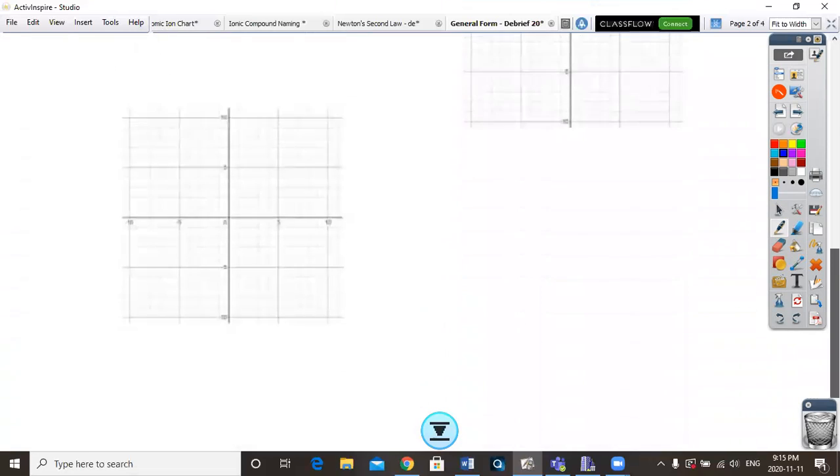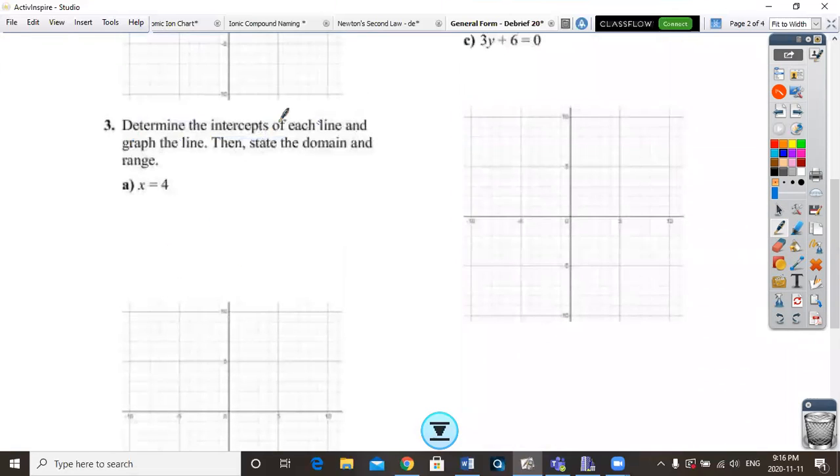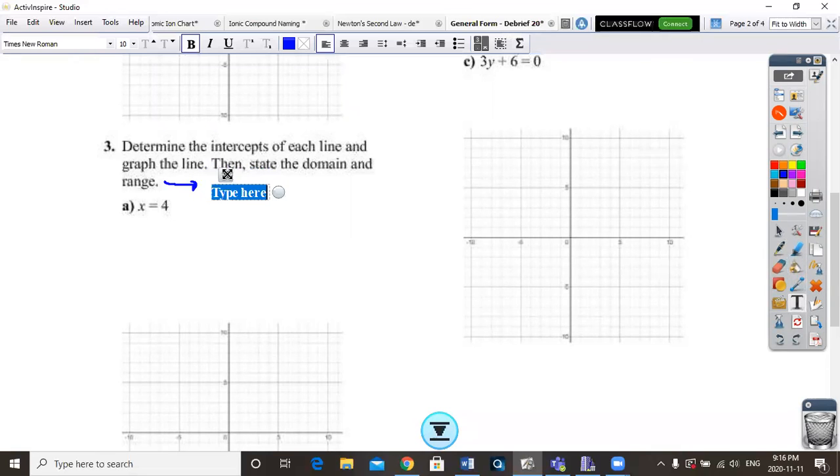Okay, so here, determine the intercepts of each line and graph the line and state the domain and range. So that's interesting that we'll do here. So I think what we'll do is, for good practice, we're going to state it in set notation. I cannot use my mouse, I apologize. So we'll state it in set notation.